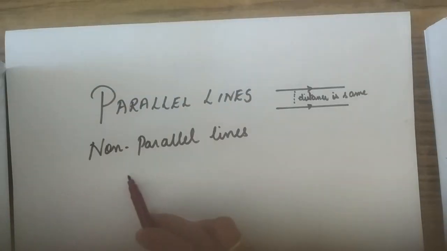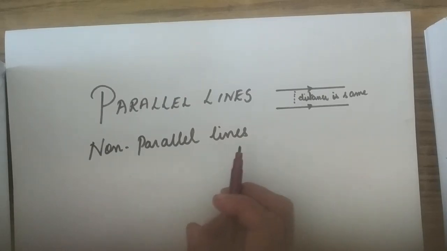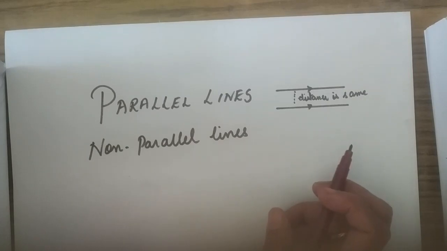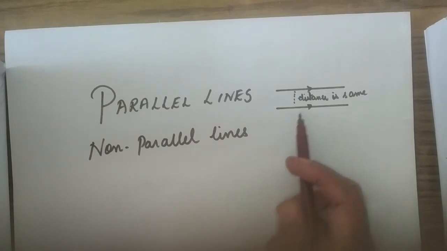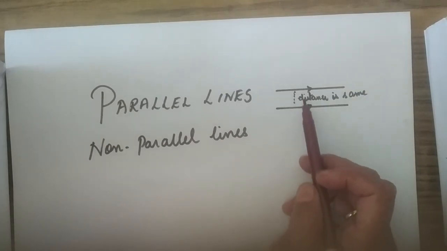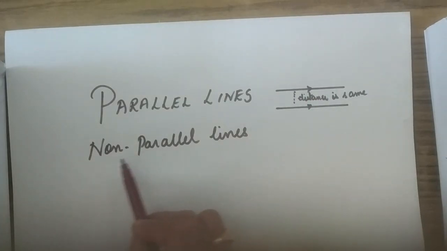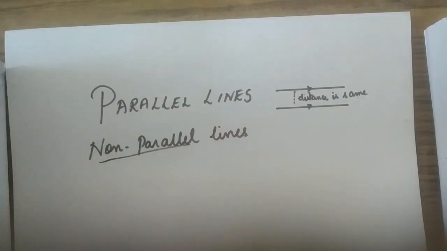Now what are non-parallel lines? Non-parallel lines are the lines that intersect each other at some point in the direction they move, and also the distance between the two lines is not same in the case of non-parallel lines.